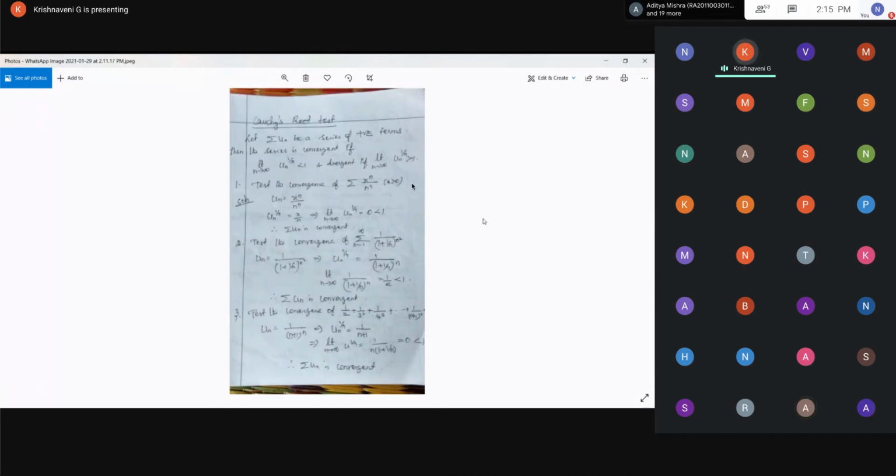Okay, this is Cauchy's root test. Statement: Let summation un be a series of positive terms. Then the series is convergent if limit n tends to infinity un power 1 by n is less than 1, and divergent if limit n tends to infinity un power 1 by n is greater than 1. There are two conditions. For convergent, limit n tends to infinity un power 1 by n should be less than 1. For divergent, it should be greater than 1.